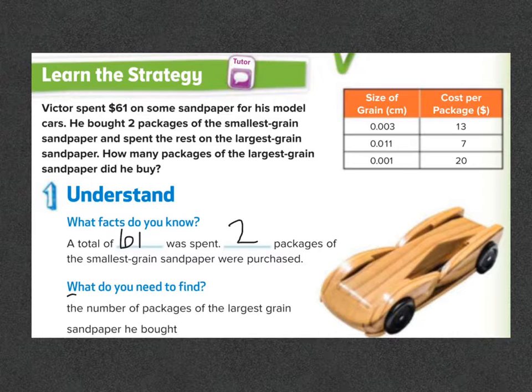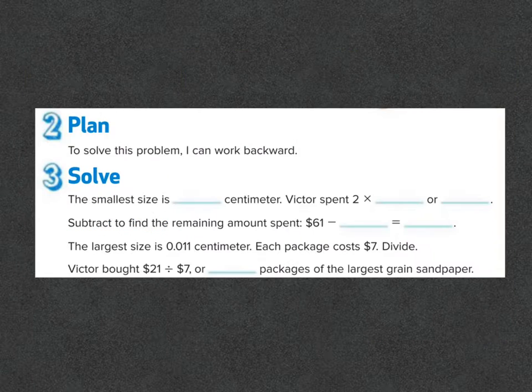Okay, so then the question is, what do we need to find? We need to find the number of packages of the largest grain sandpaper that he bought. So we know how many small, we need to know how many large he bought. All right, so that was step 1, understanding the problem: what do we need to know and what do we need to find? And now we have to make a plan. So what our plan is going to be is I'm going to work backwards, because that's what I'm going to have to do to solve this problem.